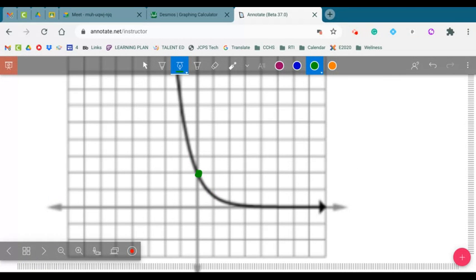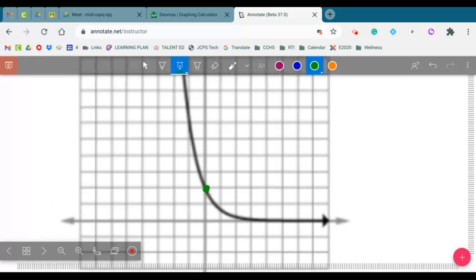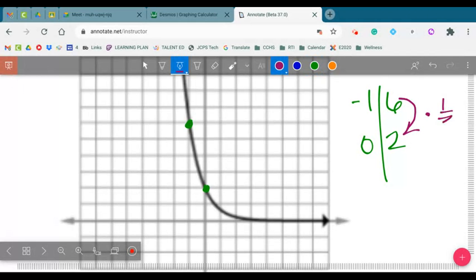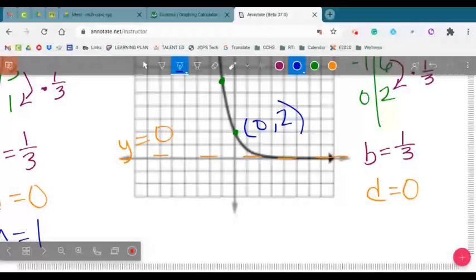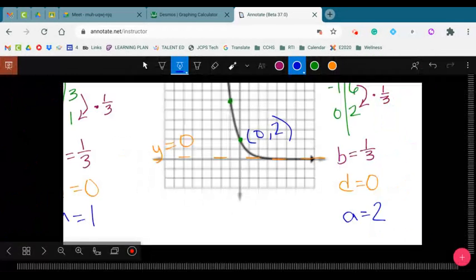The y-intercept is (0, 2). And then our next point is up here at (-1, 6). So we're going to have to list (-1, 6) first, and then we're going to list (0, 2). To get from 6 to 2, I divided by 3 or multiplied by a third. So my b value is 1/3. The d value is your horizontal asymptote, which is 0. So my d value is 0. Then my a value is my y-intercept, (0, 2), so my a equals 2.